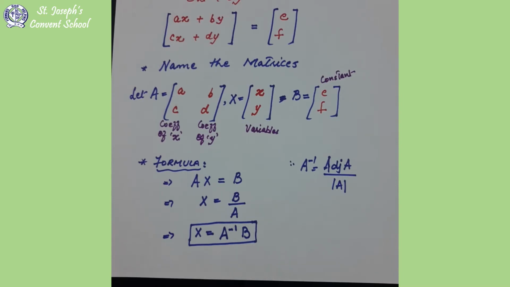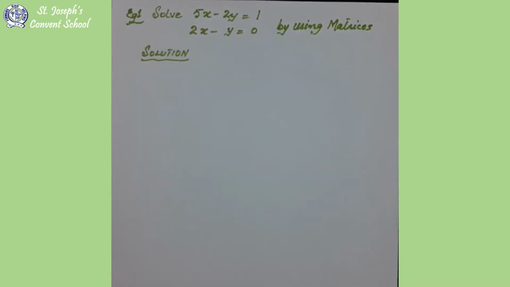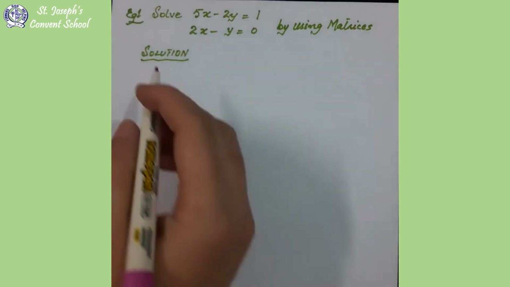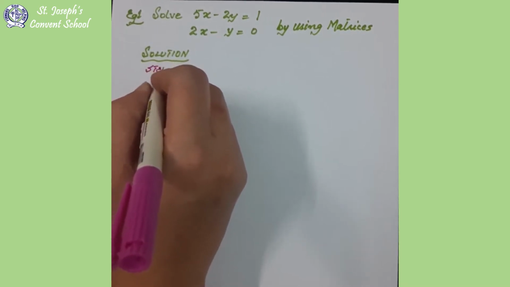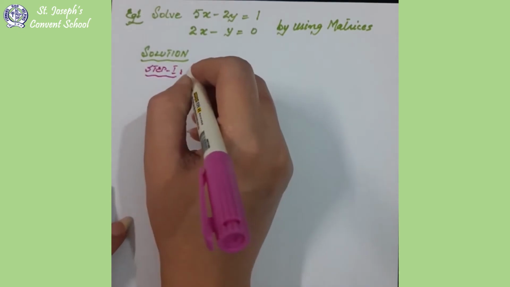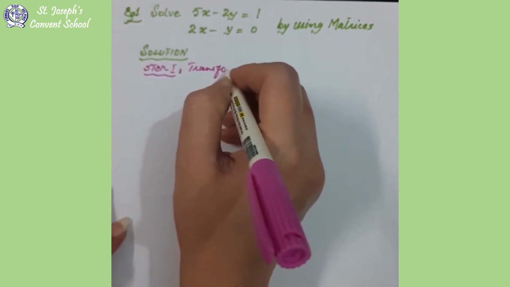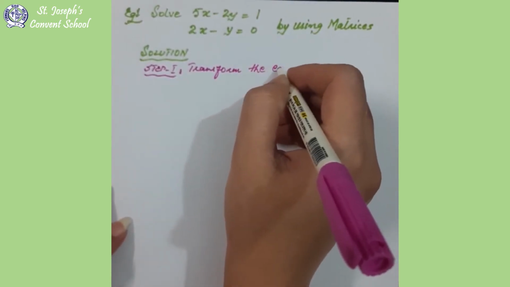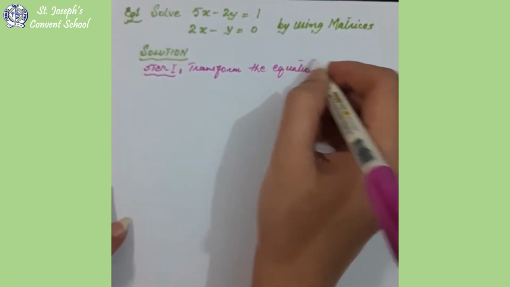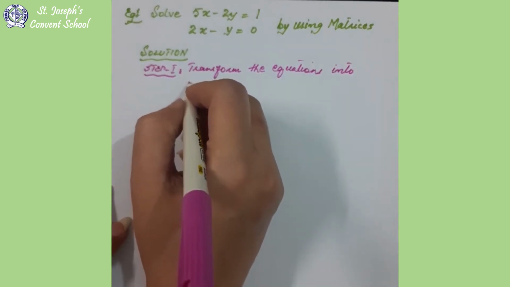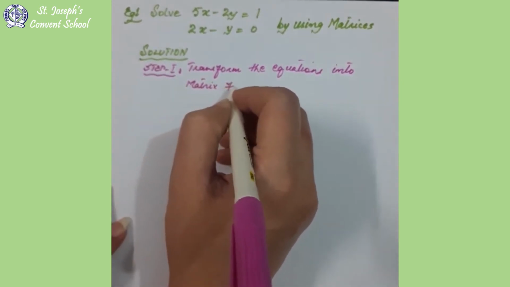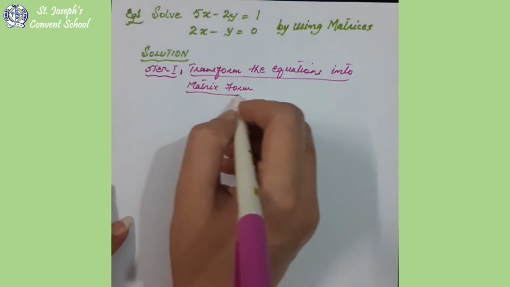Okay, now let's do the example. Example number 1 from your book. We'll solve the same example by Cramer's rule also, but first we are going to solve it by using matrices. You have to find the solution set. The equations are given. The first step is to write the equations into matrix form. Step 1: transform the equations into matrix form.